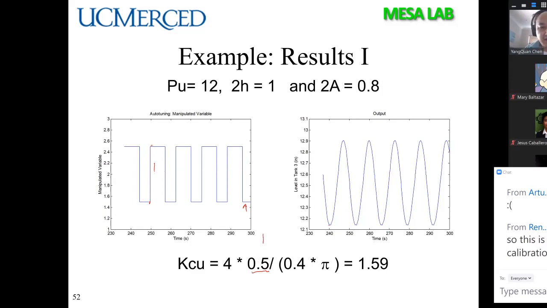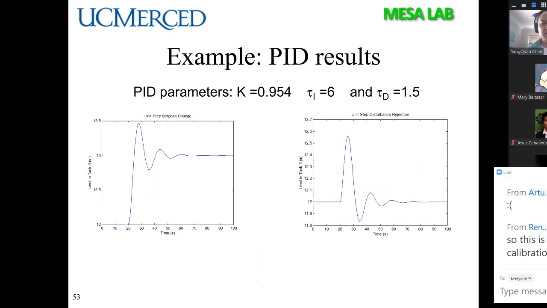But this one from here, like 12.15, to here, like 12.9, is about 0.8, okay? Divided by 2 is 0.4. So this is 1.59, this is the number. By using that, we can tune our system with a TITD in a case like this, okay?